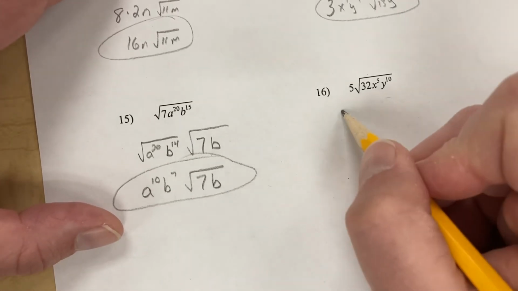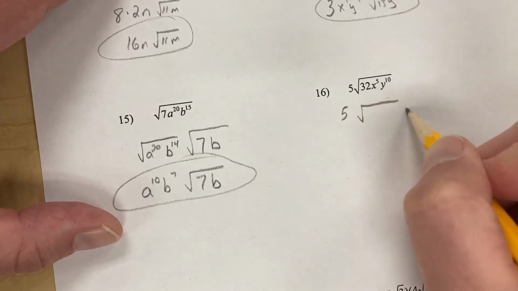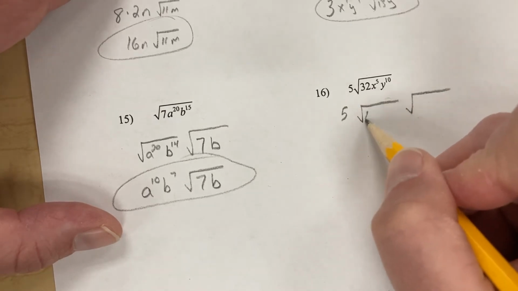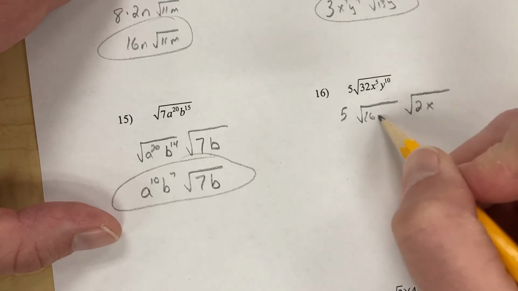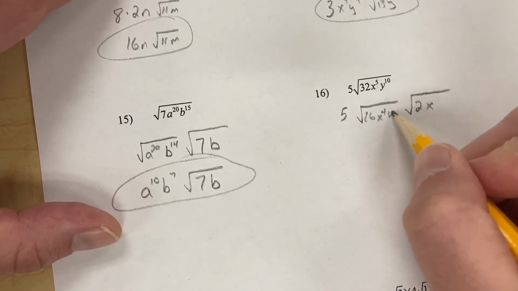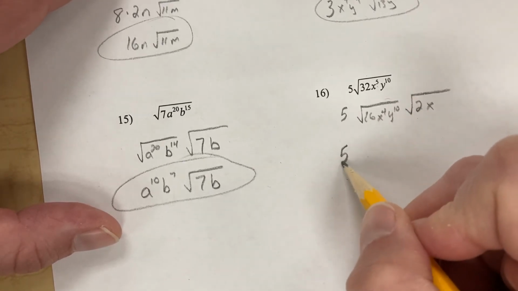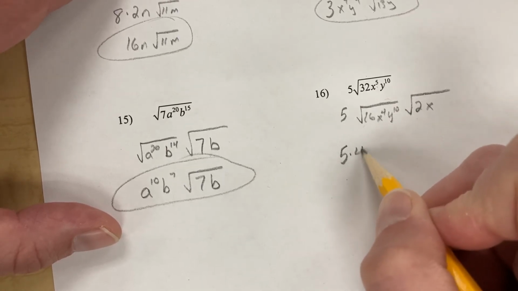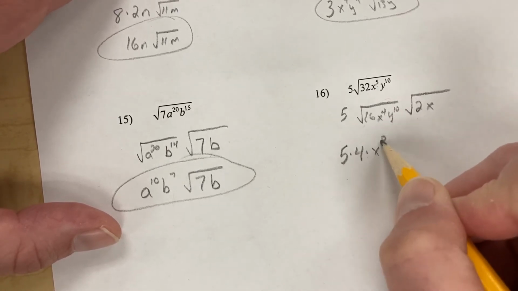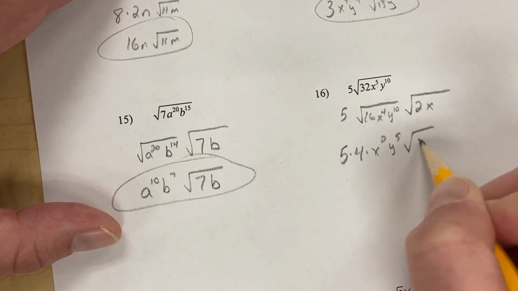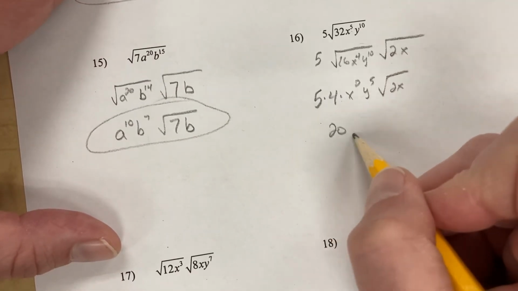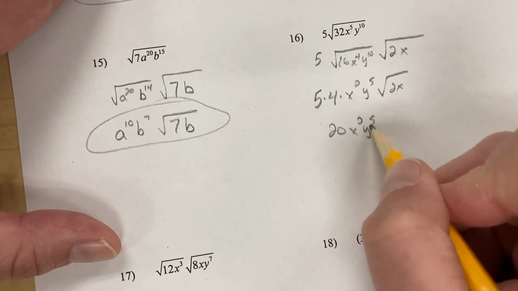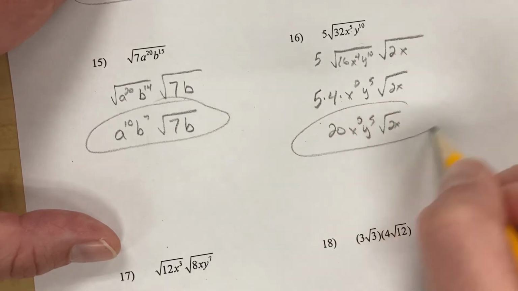For 16, I'm pulling that 5 off here, split this up. 32 is 16 times 2. Take an x off, put the other 4 in here, and put all 10 in here. All right, now that's going to be 5 times square root of 16, which is 4, times x squared, times y to the 5th, times square root of 2x. Last thing to do is just go ahead and multiply. That's going to be 20 x squared y to the 5th times square root of 2x.